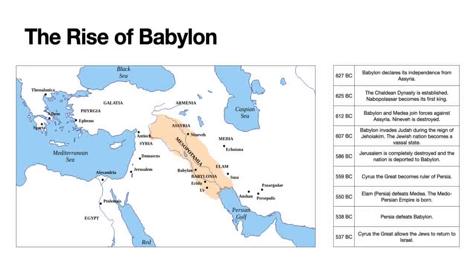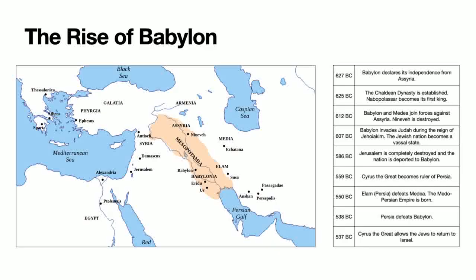So, in 627 BC, Assyria is the prevailing empire, but Babylon declares its independence from Assyria. 2 years later, the Chaldean dynasty is established, and Nabopolassar becomes its first king. Some years later, in 612 BC, Babylon and the nation of Media, you can see where Media is here in the map. Its principal city is Ecbatana. So Babylon and Media join forces and engage in an assault on Assyria, and the principal Assyrian city of Nineveh is destroyed.